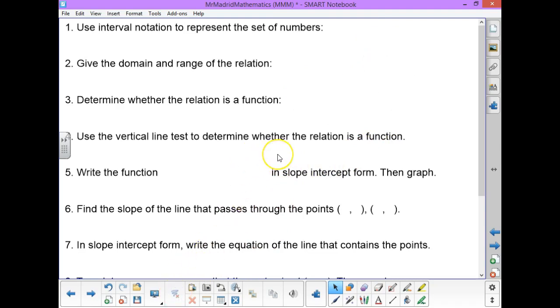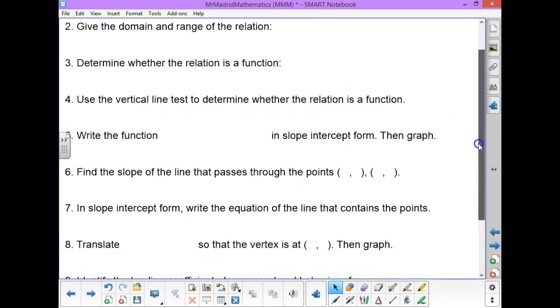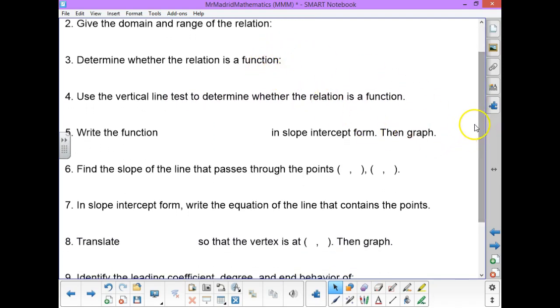Number 4, use the vertical line test to determine whether the relation is a function. That's self-explanatory. It's related to what we looked at on 3.